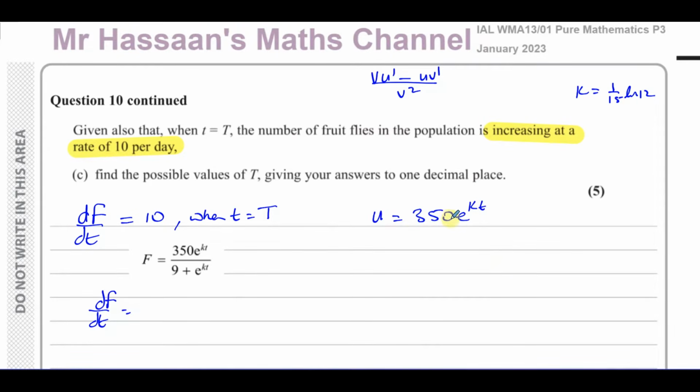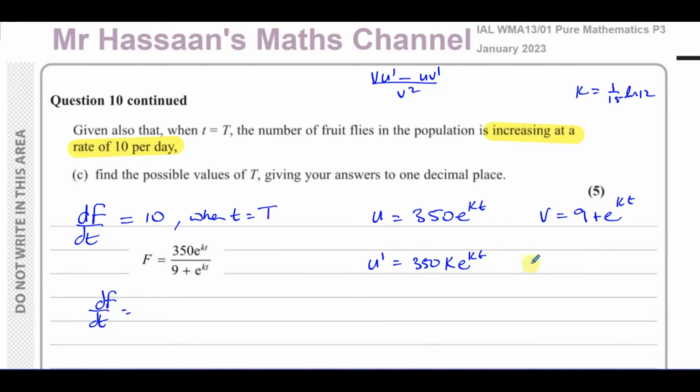All right, so u is 350 e to the power of kt, and v is 9 plus e to the power of kt. So u dash is basically the differential of this. When you differentiate e to the power of something, it doesn't change. So this is going to be 350 times e to the power of kt. I've left a space here because you also have to multiply by the differential of what's inside the function. That's from the chain rule. So we multiply by the differential of kt, which is just k. So that's 350 times k e to the power of kt.